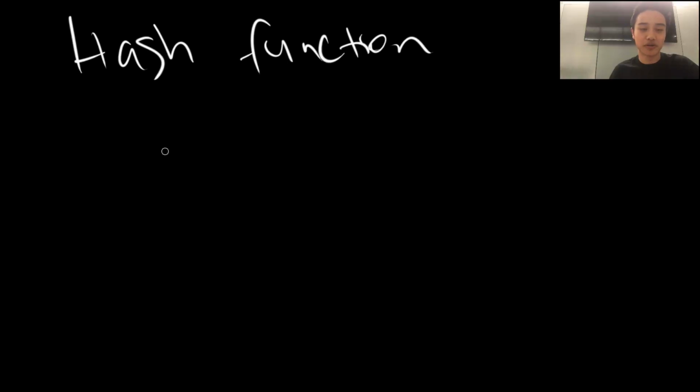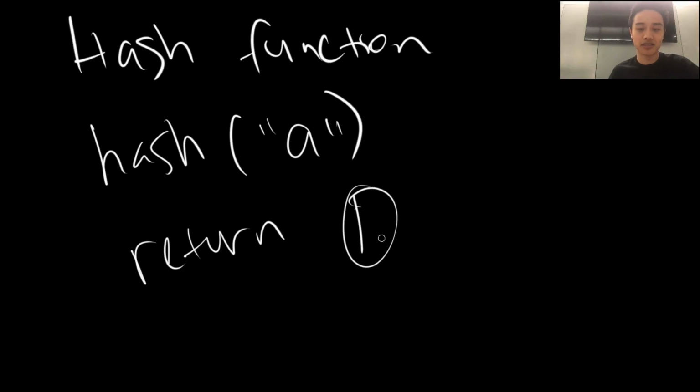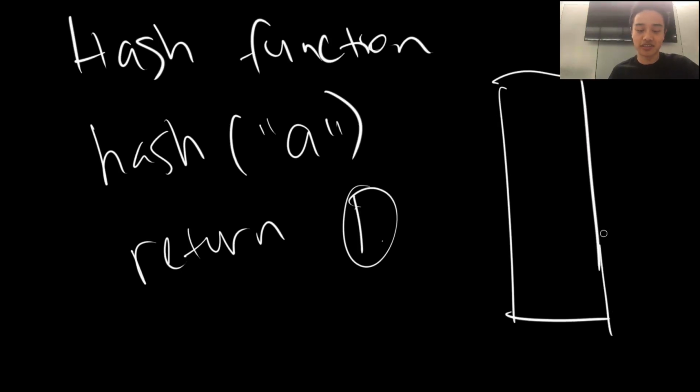So what is a hash function? A hash function is a function where you pass in the element that you want to place into the hash table. And basically this function, for example, if you wanted to hash the letter A, will go through a series of complex calculations and end up returning a number. For example, let's say 1. And this number corresponds to where you're going to put the element in the array, like which index.